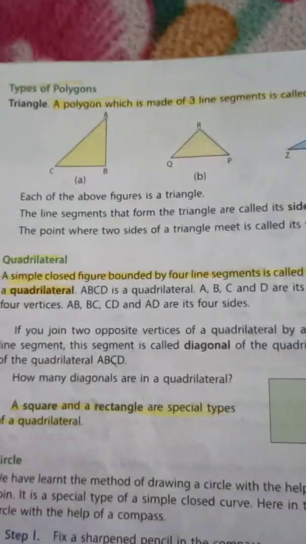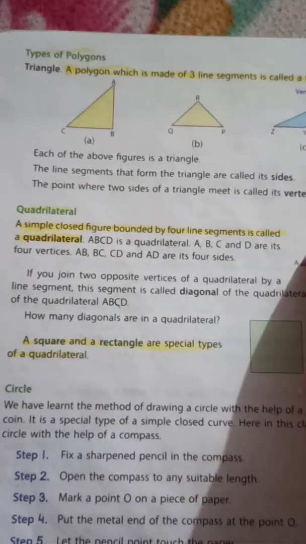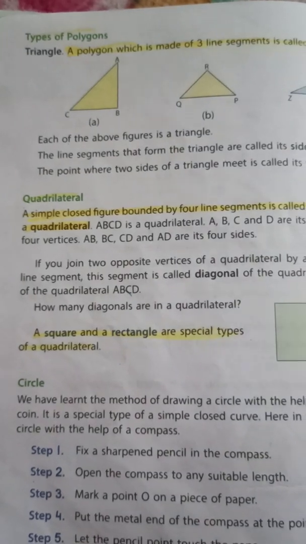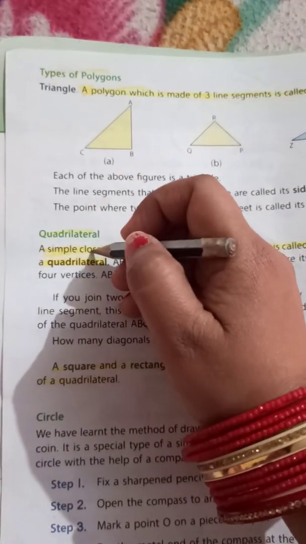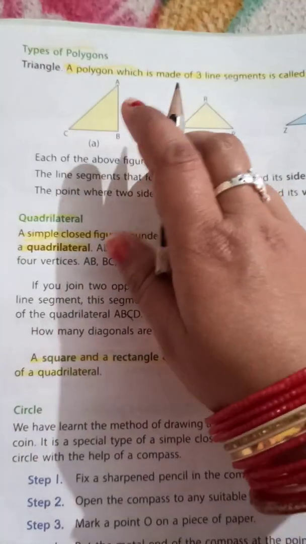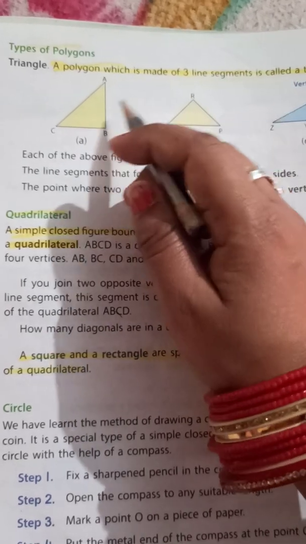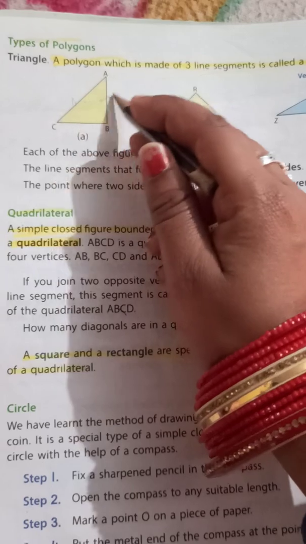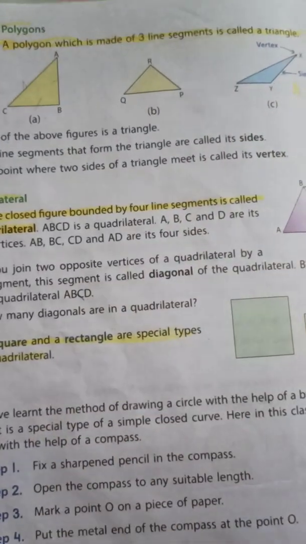See the types of polygons. Two types of polygons are given to you, that is triangle and quadrilateral. See, what is a triangle? A polygon which is made of three line segments is called a triangle, which means it has three sides. Three line segments: one, two and three. So this is the vertex that I have told you about, and this is the side.